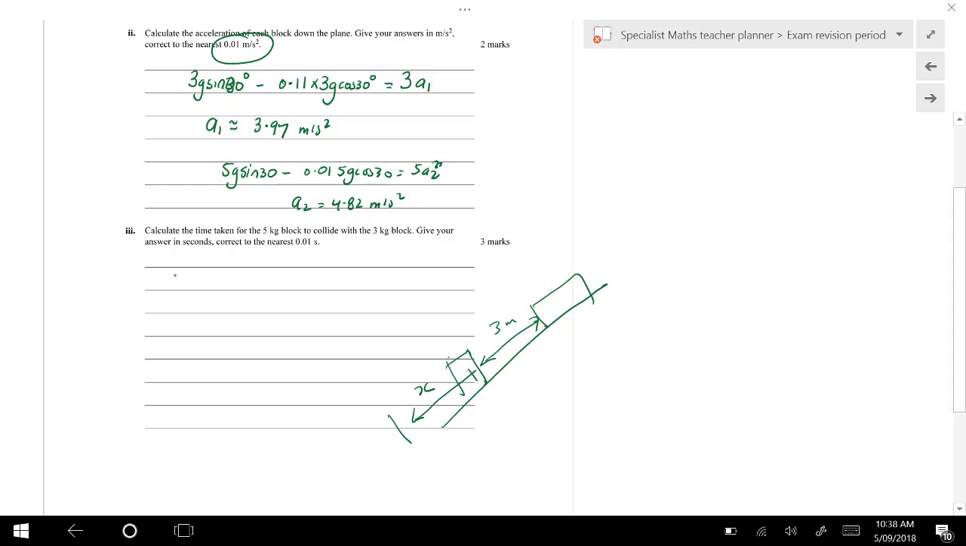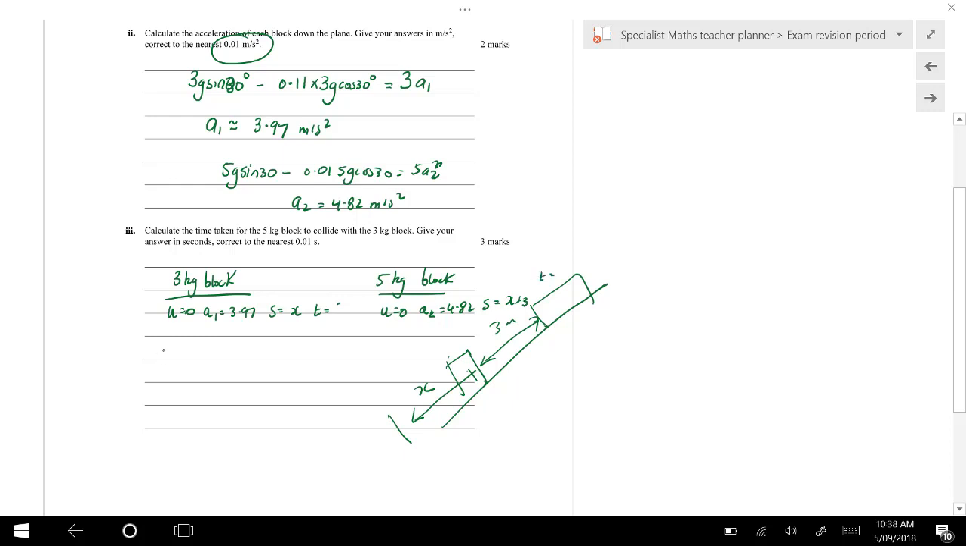So for the 3 kilogram block, we've got U is equal to 0, A1 is equal to 3.97 meters per second squared. The distance S is equal to X, and both the T's are the same. For the 5 kilogram block, we've got the same thing. We've got U is equal to 0, A2 is equal to 4.82, S is equal to X plus 3. It slides down X plus 3 meters, and T is the same.